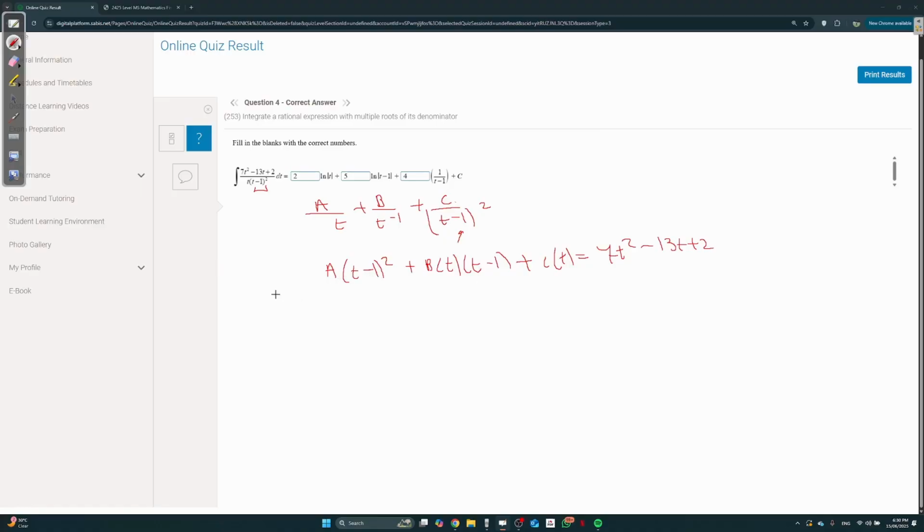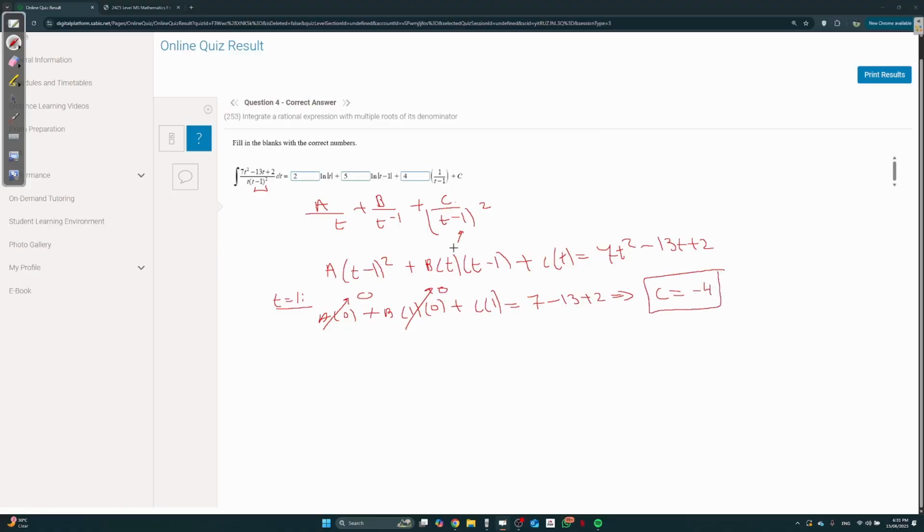What are our zeros? Our first zero that I can see here is 1. So let's substitute t equals 1. You're going to get a into 0 plus b into 1 times 0 plus c into 1 equals 7 minus 13 plus 2. So you're going to get that. This gets you 0. This gets you 0. You're going to get c is equal to 9 minus 13, negative 4. Okay, you got c equals negative 4.